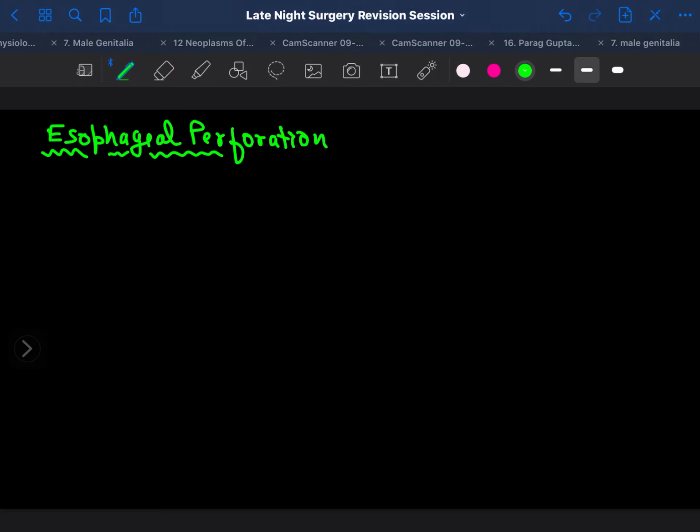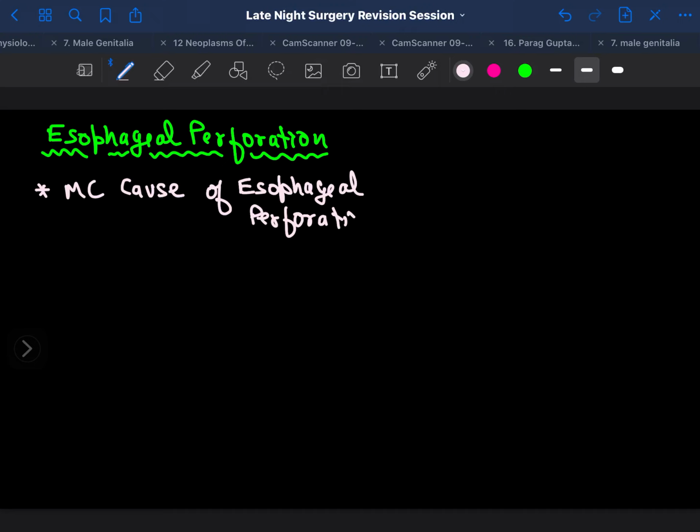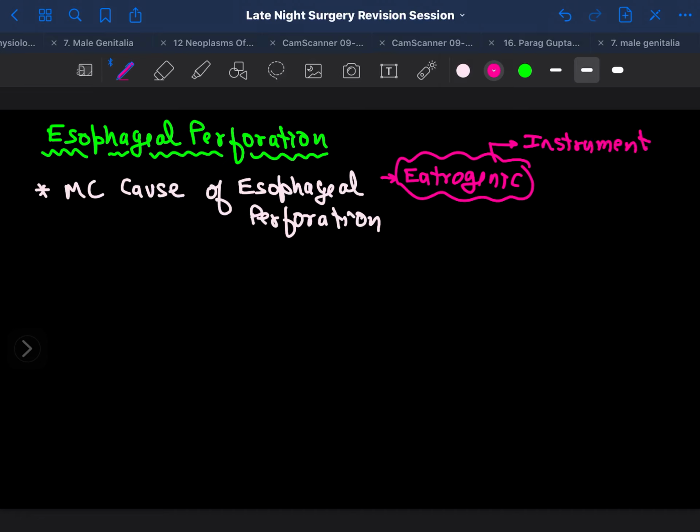Now if I ask you, what is the most common cause of an esophageal perforation? The most common cause is iatrogenic. This is basically while doing an instrumentation. You performed an upper GI endoscopy, and when you were trying to negotiate your cricopharynx, just distal to the cricopharynx, you ruptured this.